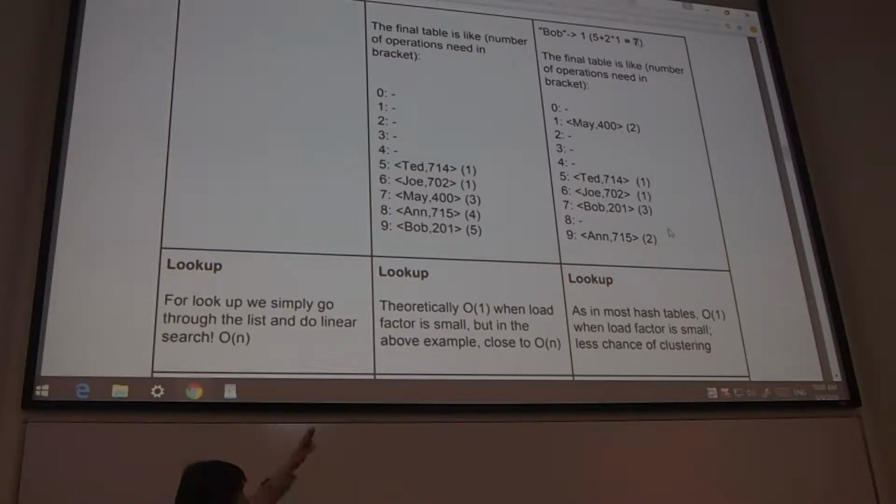Okay. Now, because everyone has a different step due to the hash function, you will see that it's much less clustered, okay? And the brackets indicate how many probings in double hashing they need, okay? For May it is 2, Ted is 1, Joe is 1, Bob is 3, and Ann is 2, okay? Clearly, much closer to the constant time, right?